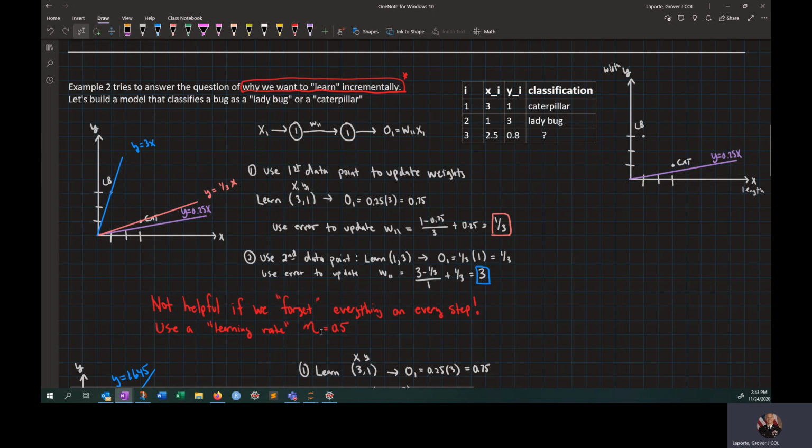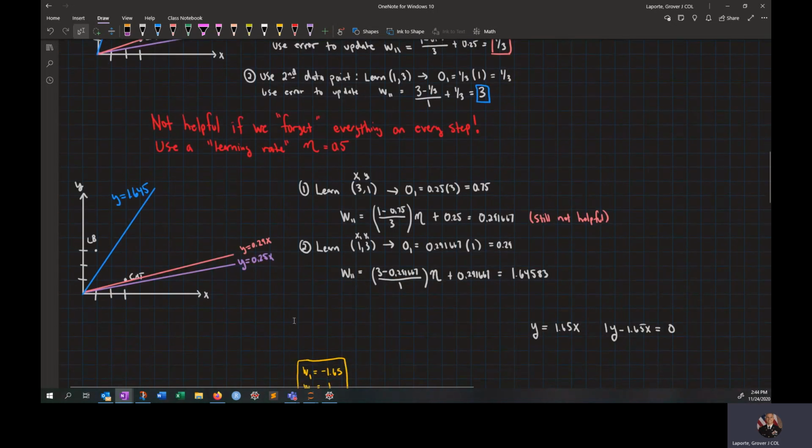So I want to use this learning rate of 0.5. If you do the same process again and you learn 3.1, but now instead of just taking this and adding it to 0.25, you take the error divided by x and multiply it by mu, you get this new updated weight. Although this first one's still not helpful, right? It's not even doing as good a job as the old one was, because we needed to go up a little bit more.